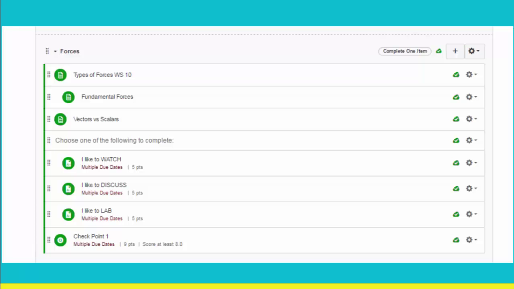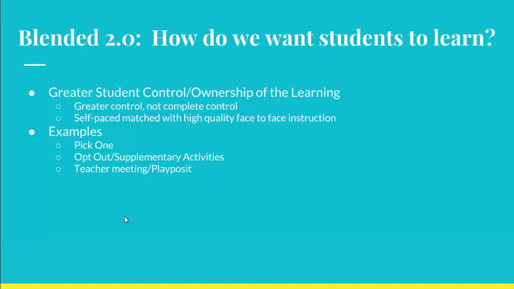For example, if you look at this playlist that we have here, we have a category that says choose one of the following to complete, and I like to watch, I like to discuss, and I like to lab. Students are allowed to select one of those activities, and they only have to complete one of them in order to meet that day's objective. All three assignments cover the same thing and can be there to offer additional support if kids need to go back and need a little more extra practice on this particular subject.